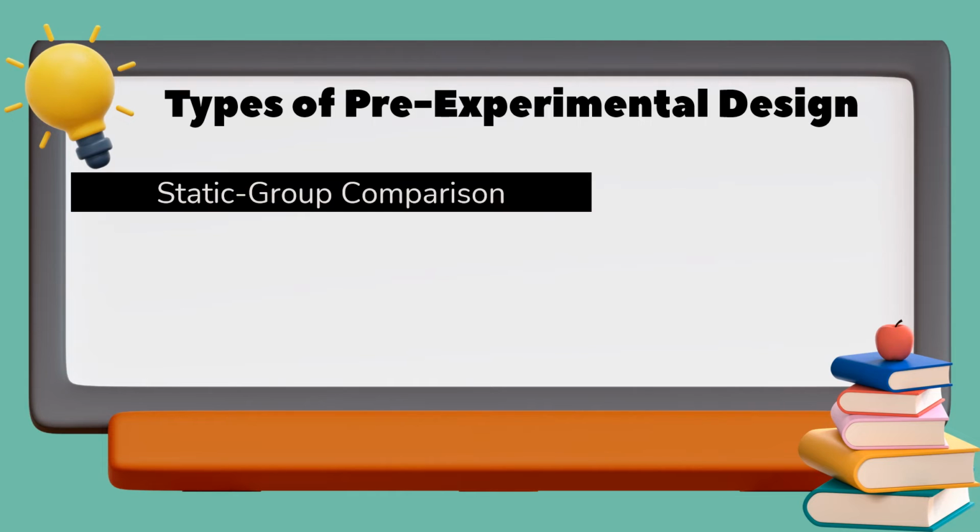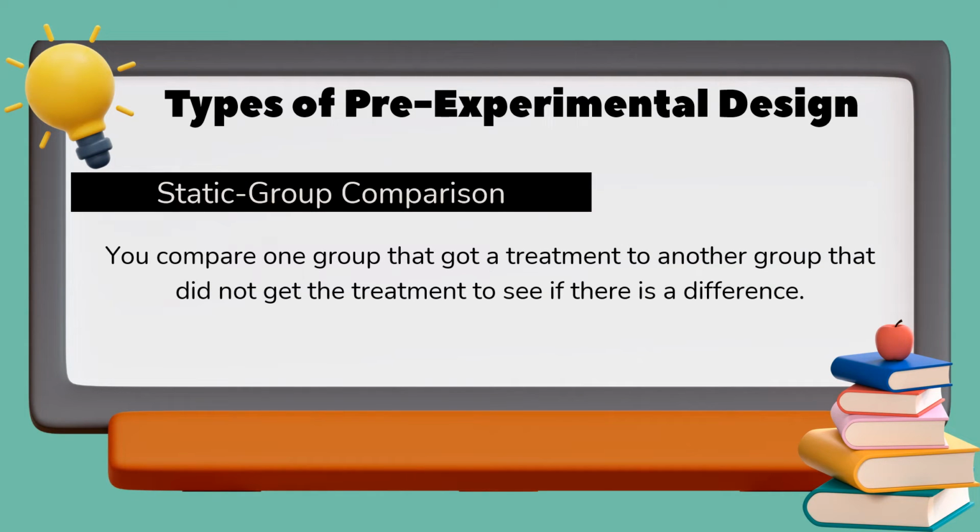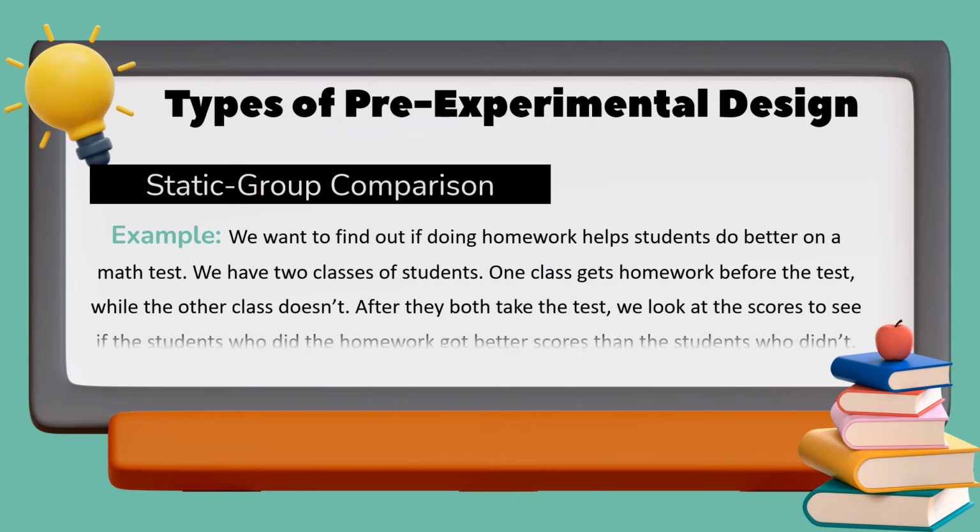In static group comparison, you compare one group that got a treatment to another group that did not get the treatment to see if there is a difference. Example: we want to find out if doing homework helps students do better on a math test. We have two classes of students. One class gets homework before the test, while the other class doesn't. After they both take the test, we look at the scores to see if the students who did the homework got better scores than the students who didn't.